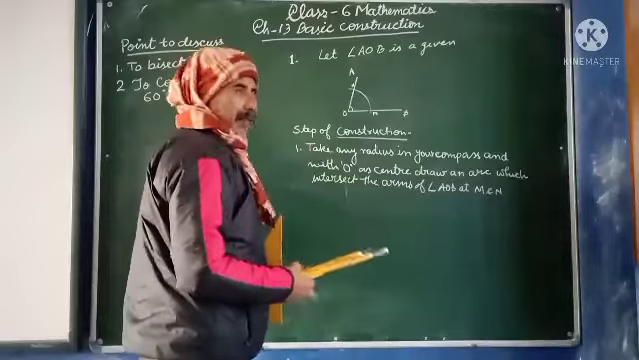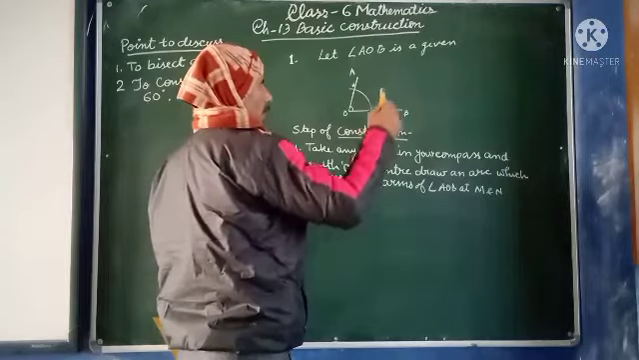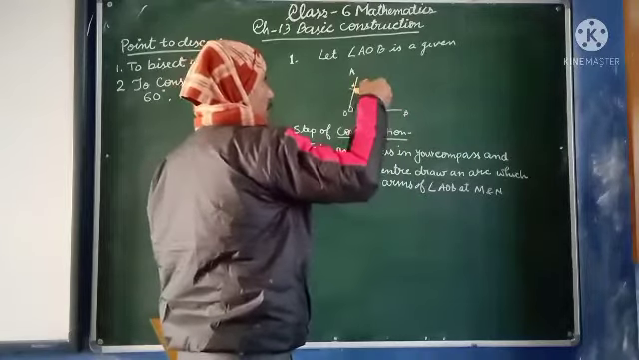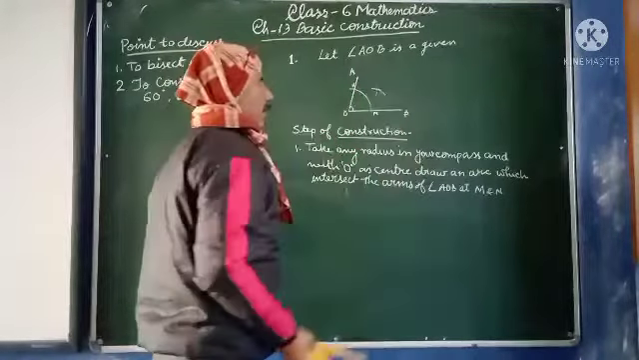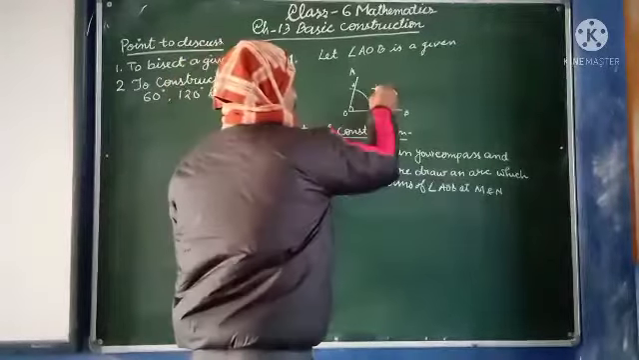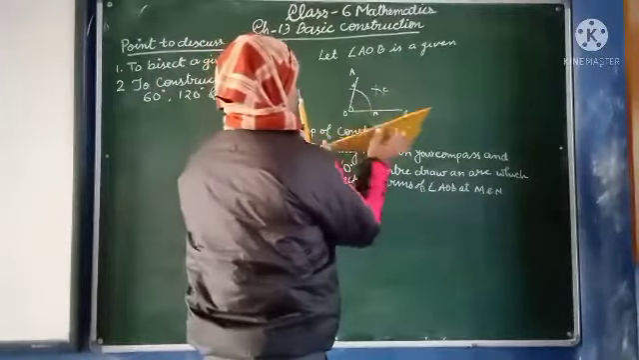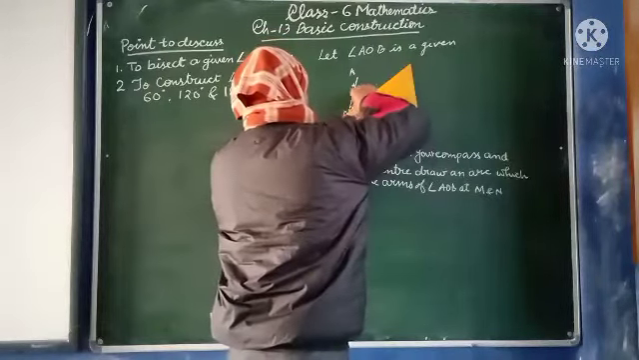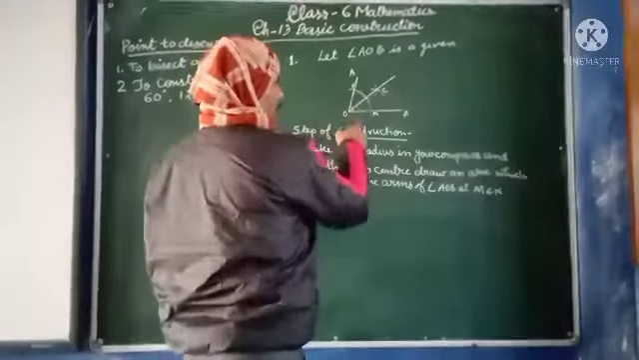Then with the same radius, you have to draw two arcs, one from M, another from N. These two arcs are intersecting each other. Mark this point as C and join this O to C. You will get the bisector of this angle AOB.